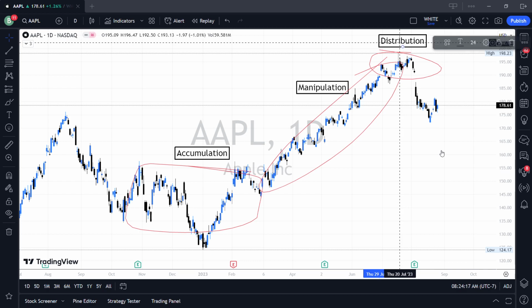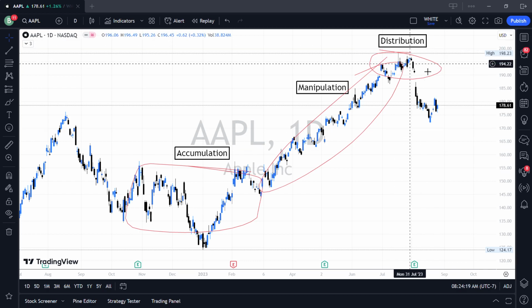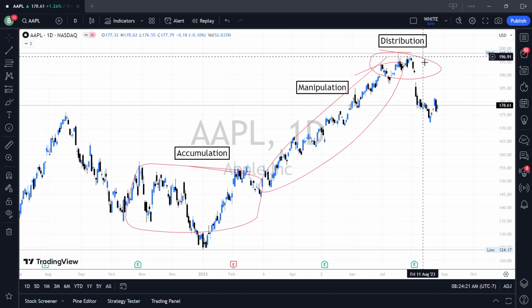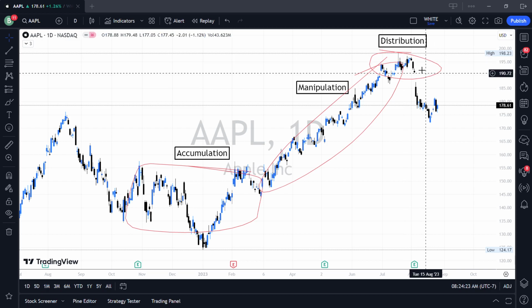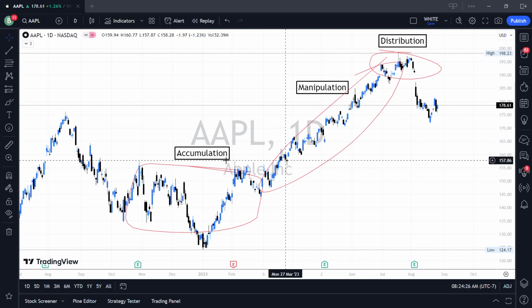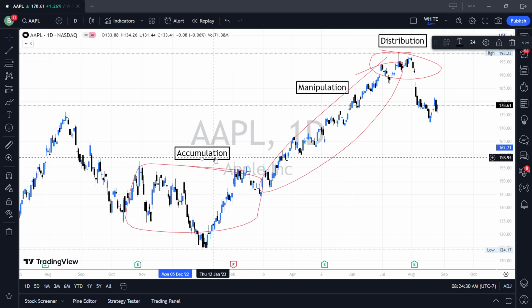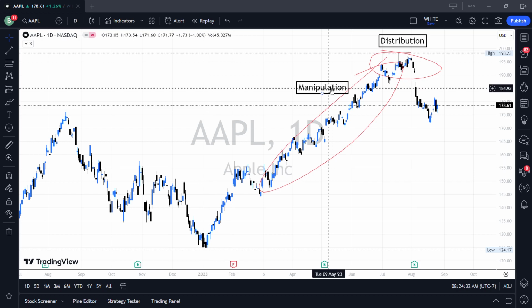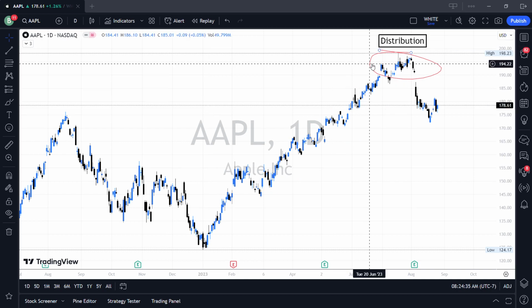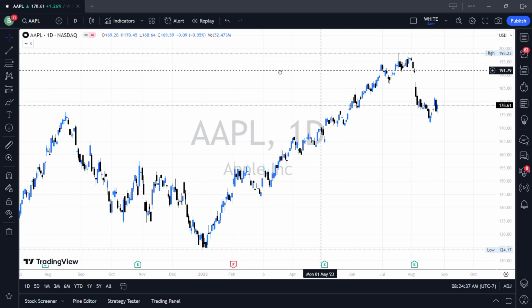So essentially distribution is they're getting rid of stocks, options, currency, etc. Manipulation is the actual move, and accumulation is where they're loading into the move. So with that being said, keep in mind AMD: accumulation, manipulation, distribution. It is key to trading and price action.